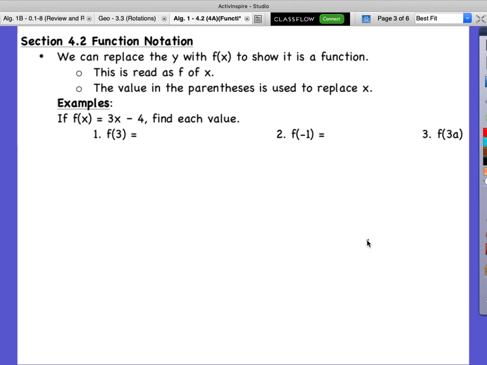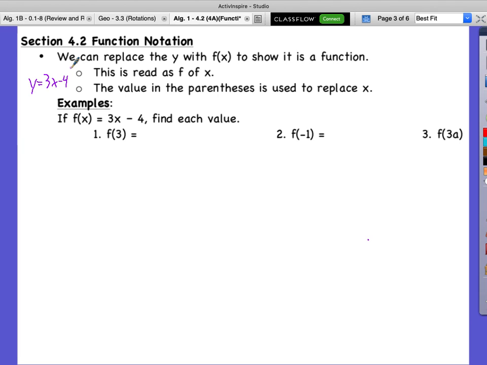So if we have this function, f of x is equal to 3x minus 4, it's really the same thing as the equation y is equal to 3x minus 4. We just replace y with f of x, and that way we know it's a function, okay? We talked before, since y is to the first power, it is in fact a function.